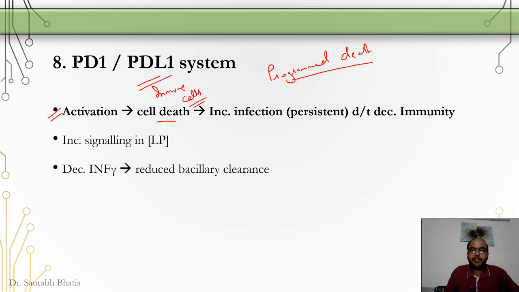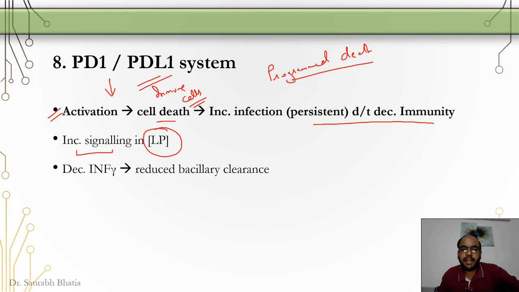So if I kill immune cells, of course I'm going to decrease immunity. So if immune cells are destroyed, immunity is decreased, leading to persistence of infection, and that is why this leads to formation of lepromatous pole. So the increased signaling, increased activity of PD1 and PDL1 leads to persistence of infection because of destruction of immunity, leading to lepromatous pole. Clear? It also decreases interferon gamma.